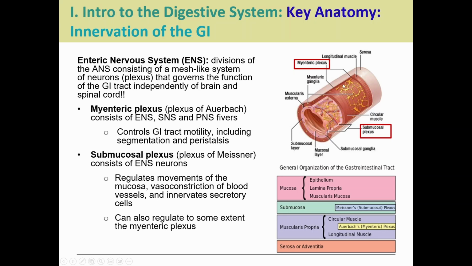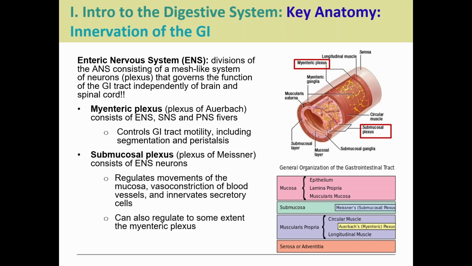And so this is basically going to help communicate with the gut, the GI tract, independently of the brain and the spinal cord, so that we have some control over the gut without having to really think about it, or even use the spinal cord for that matter. This is going to help with the motility. It also includes help with the segmentation and peristalsis processes, which we'll talk about in just a little bit. So that's where the myenteric, or the plexus of Auerbach, comes in.